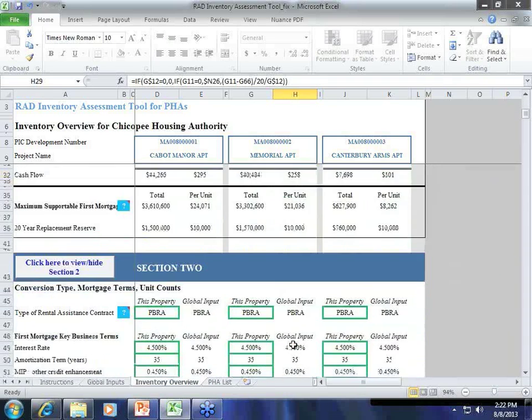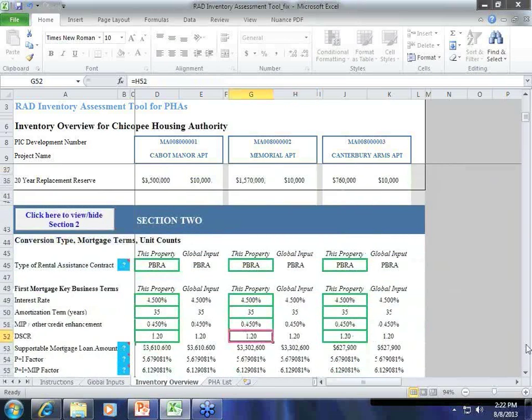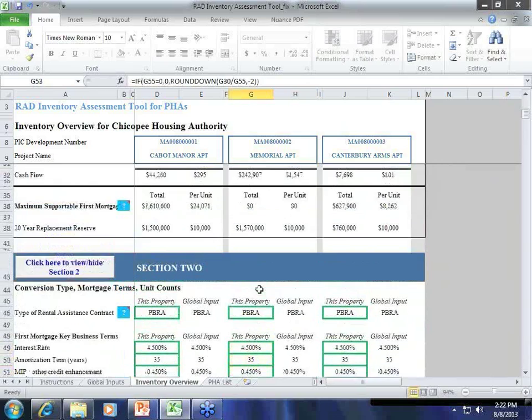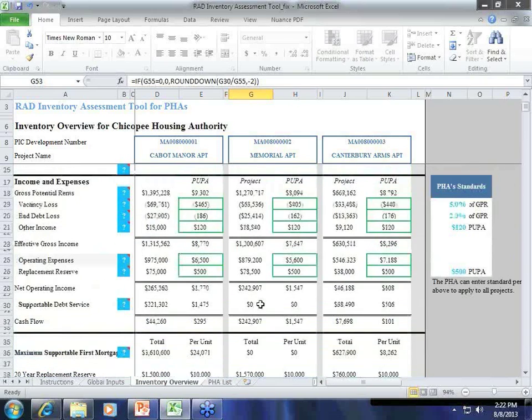So what I'm going to do is scroll right down here and assume it's not going to take out debt. I'm going to zero out the debt service coverage ratio. So this project is cash flowing almost $243,000 per year. And under RAD, cash flow is unrestricted, defederalized funds. It's just income for the agency with which to do other PHA or other mission-related activity within the PHA's charter.